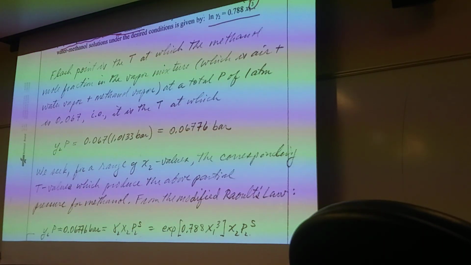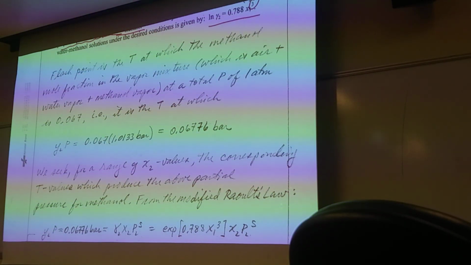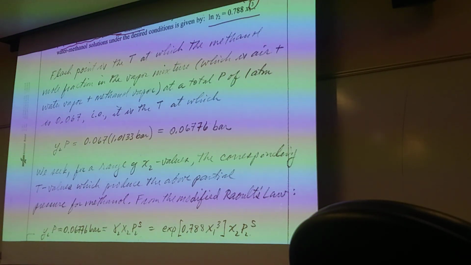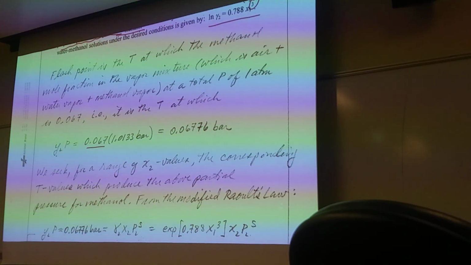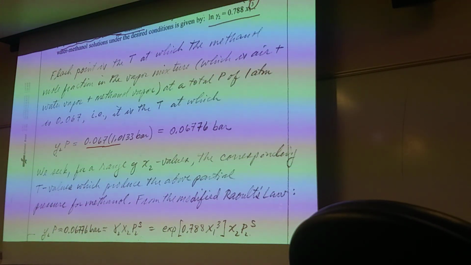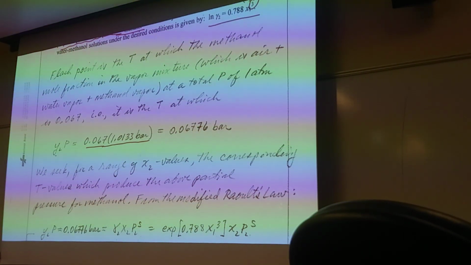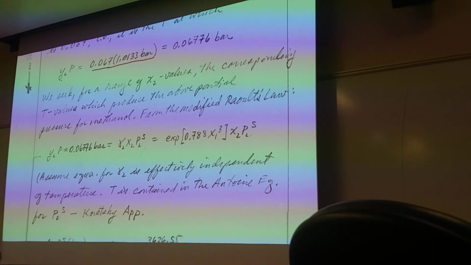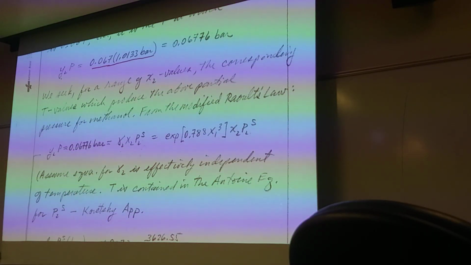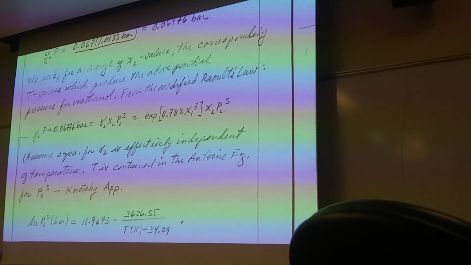So the piece of information that you want to work from to get this flash point temperature as a function of composition is the stated fact that y2 is 0.067. And if I've got atmospheric pressure here, I'll multiply that by 1 atmosphere, which is 1.0133 bar. So that's 0.06776 bar.